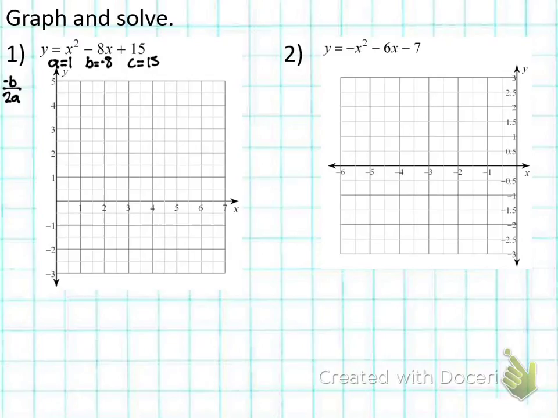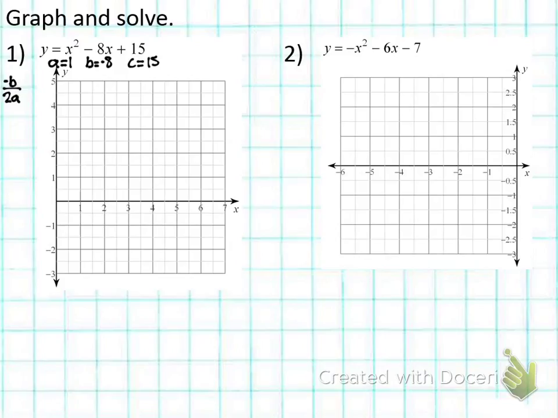And we need to find the vertex. So, our graphs will look like a U. It's either going to look like this, or it's going to look like this. We don't know what it looks like yet. But the vertex is always the point that's at the end. So, in this case, it would be that point. We don't know what it is yet.